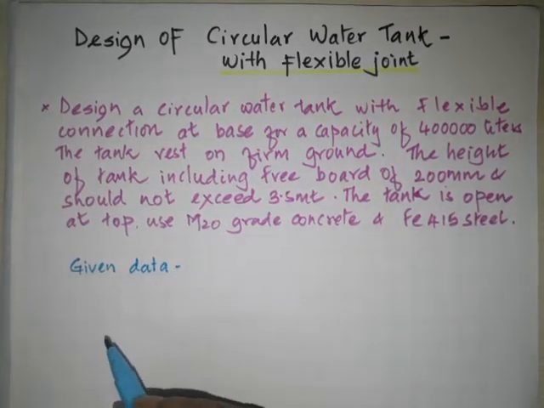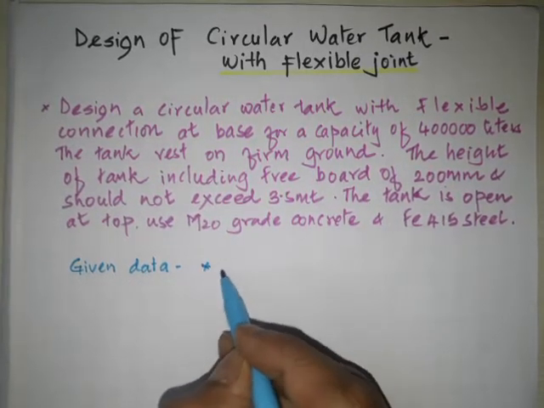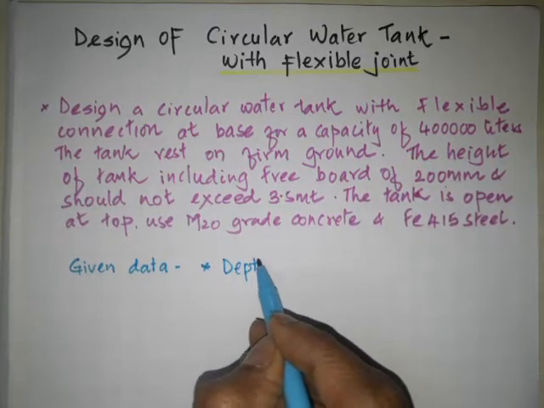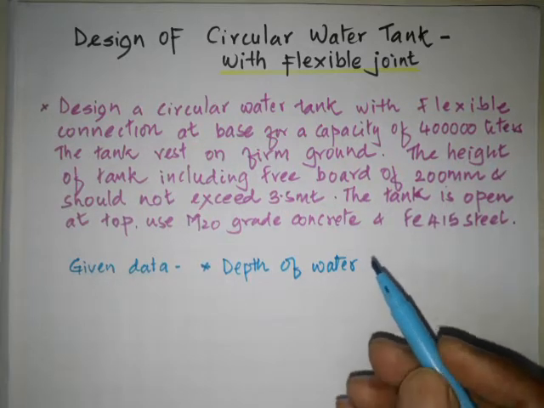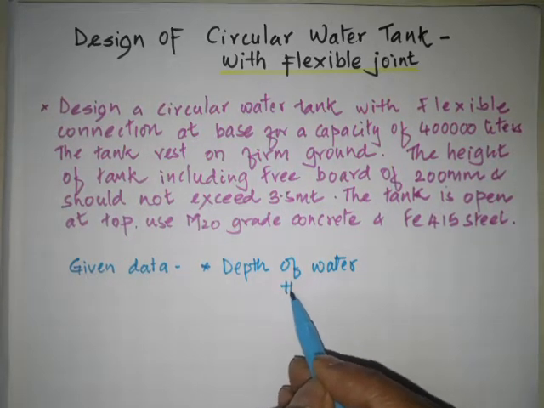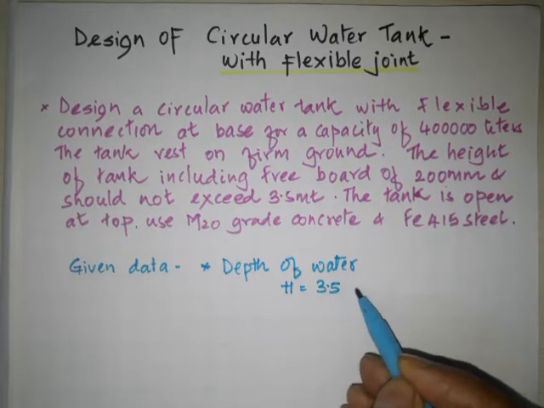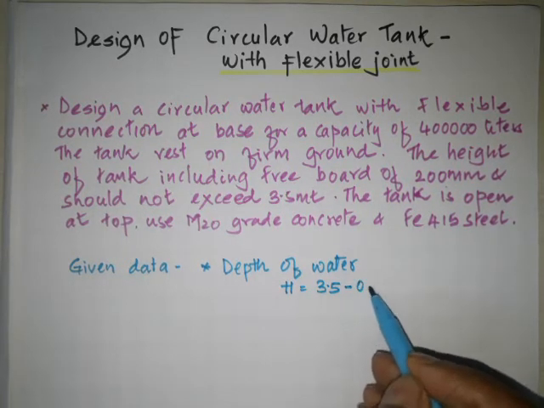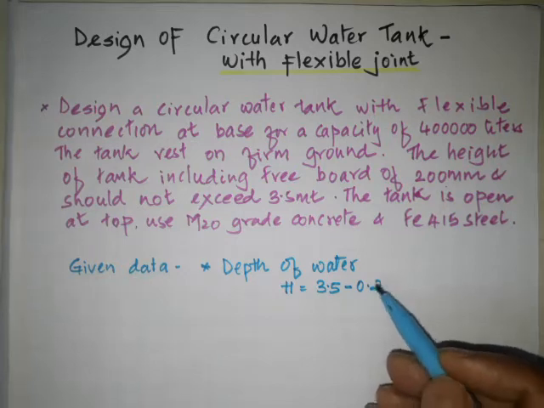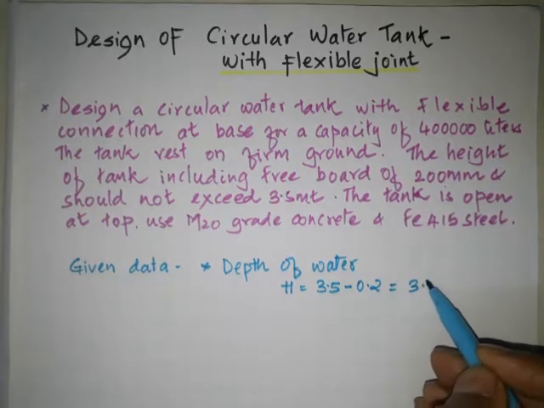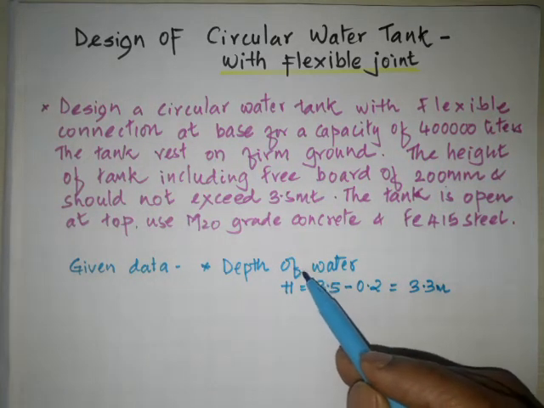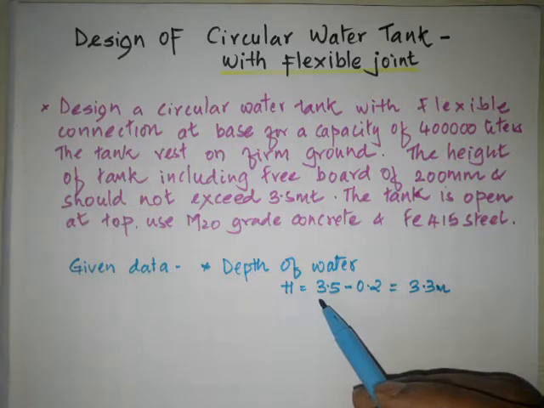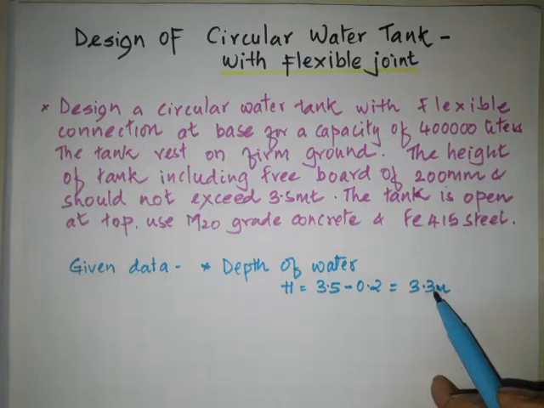Given data: first is the depth of water. The total height is 3.5 meter, minus the freeboard of 0.2 meter, that is 200 mm, which they have given. So the height of water is 3.3 meter. The height of the tank is 3.5 meter, but for the depth of water we have to deduct the freeboard height. So 3.5 minus 0.2 will be 3.3 meter.